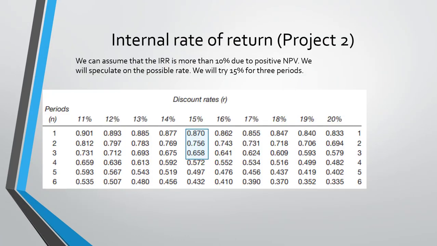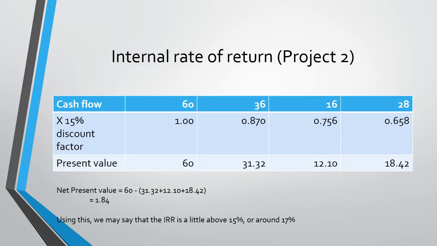Internal rate of return for project 2, we'll use this 15%, same procedure. Okay, we have 60, then multiplied by 15% discount factor for all the inflows. Okay, we have a positive 1.84 there. So the IRR will be around 15% or probably more than 17%.